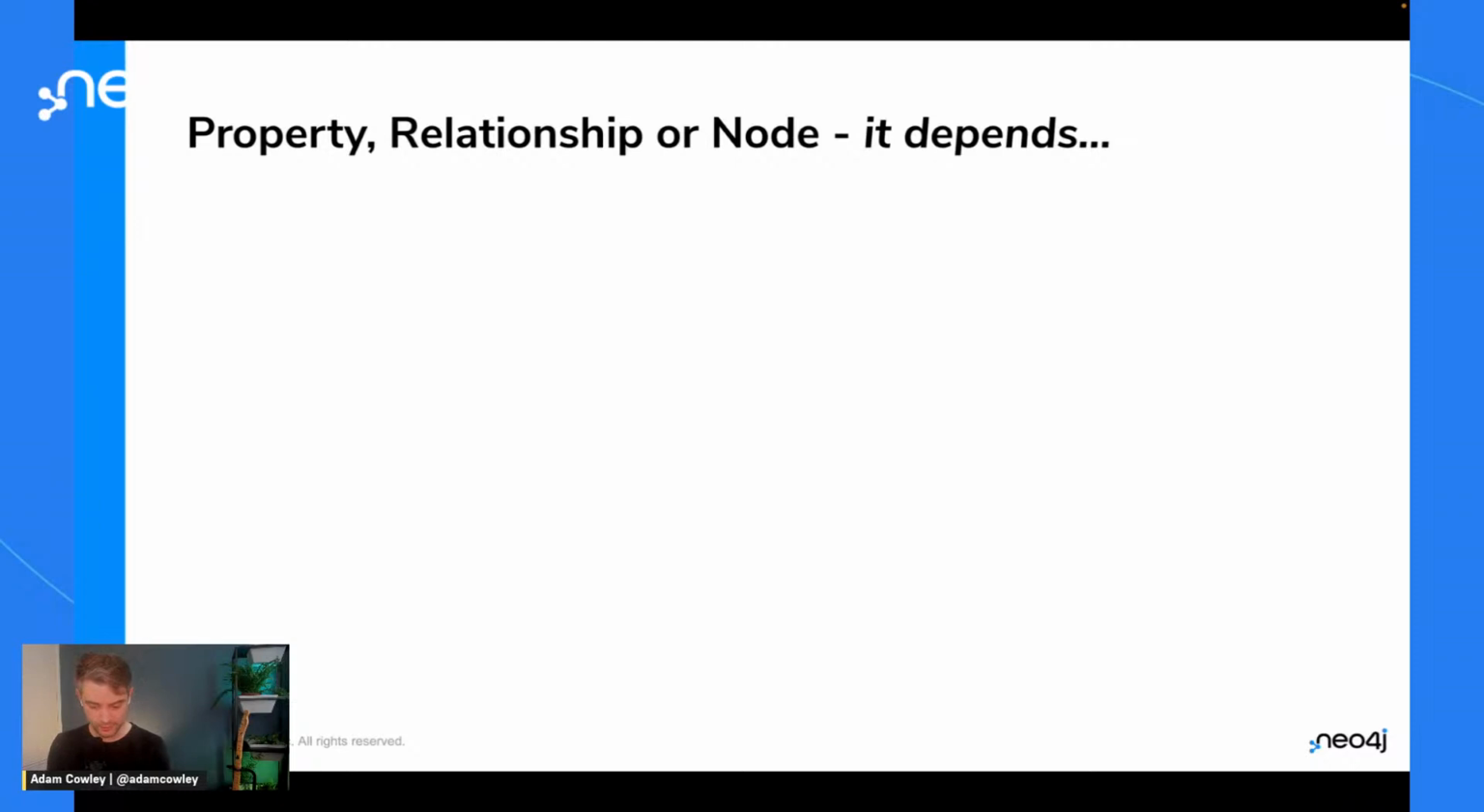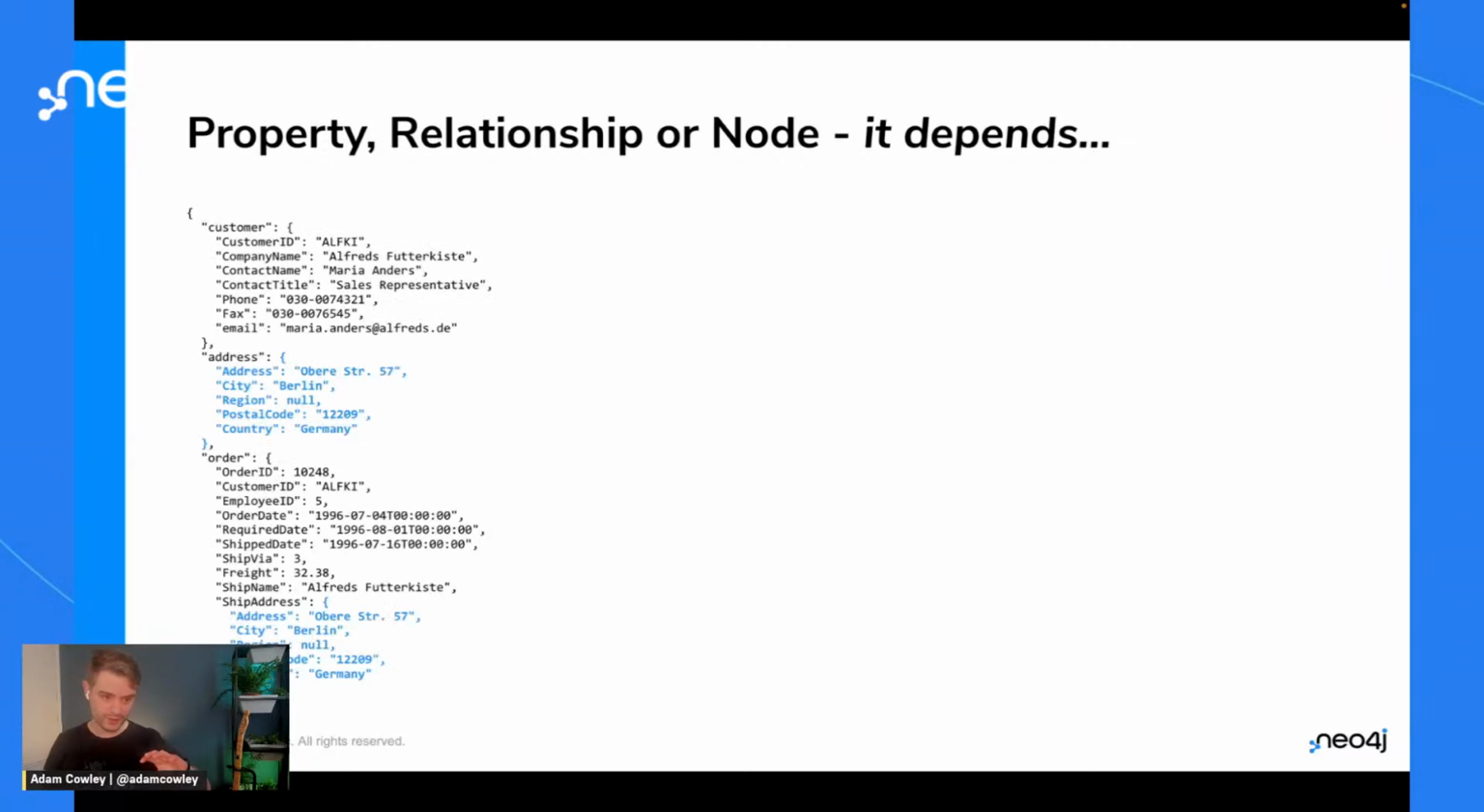Cool. And then the age-old question that I've definitely been asked quite a lot over the years is, should I store something as a property? Should it be a node in itself? Should it be a relationship? And the typical consultant answer is that it depends. It depends on what you're going to be using it for. But let's go through a worked example here.